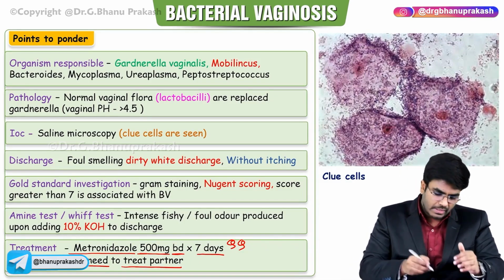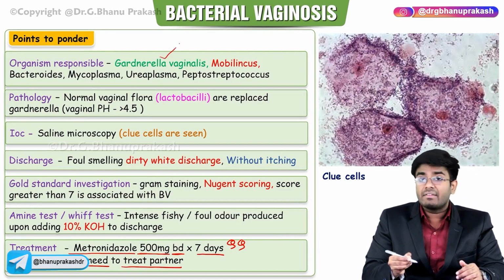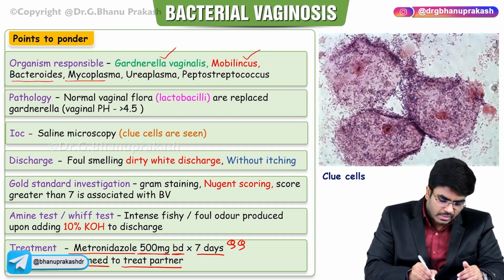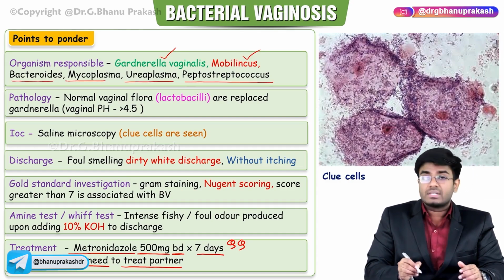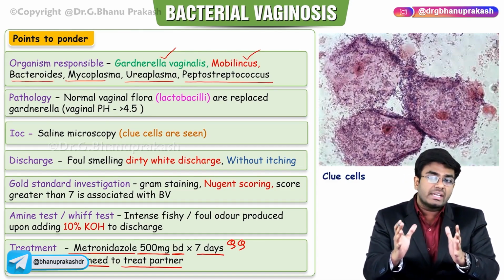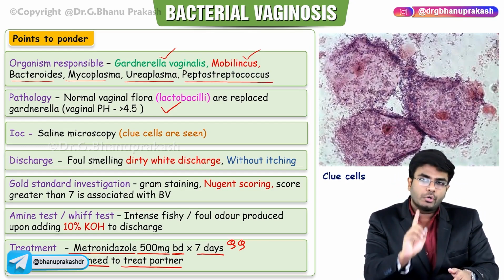Just let's have a recap. Please see what are the organisms responsible, guys. The organisms responsible are Gardnerella vaginalis, Mobiluncus species, Bacteroides, Mycoplasma, Ureaplasma and Peptostreptococcus. MCQ. After that, what is the pathology? Alteration in the vaginal flora. We have completed. Guys, here is a very important MCQ you should know.